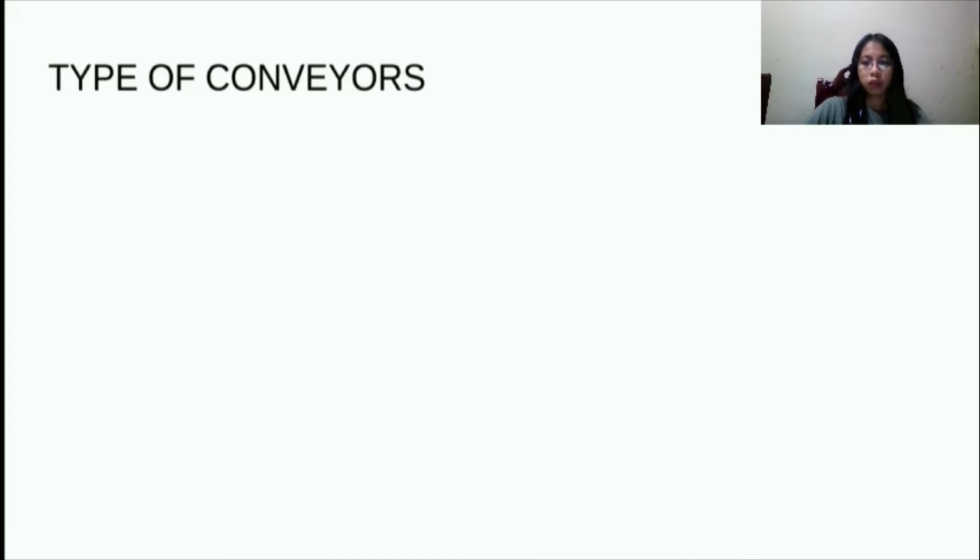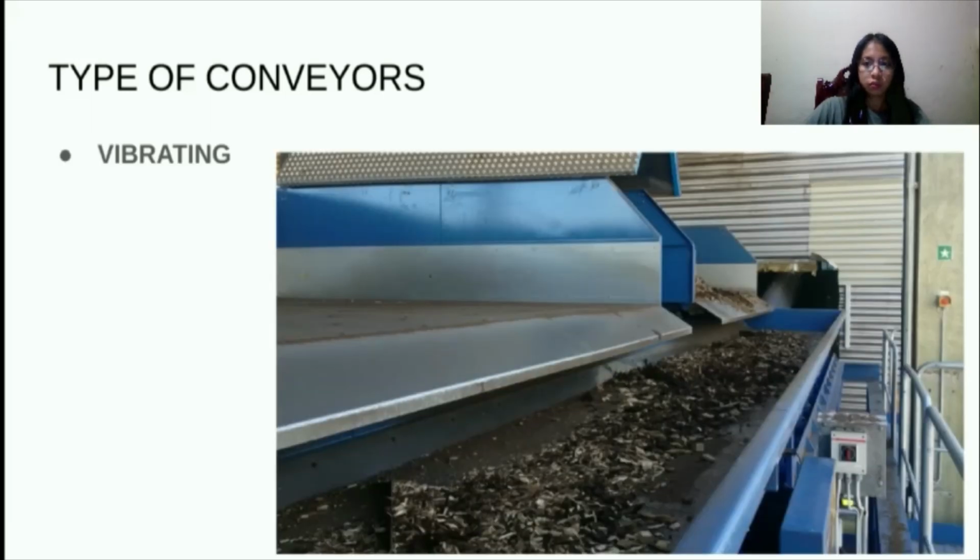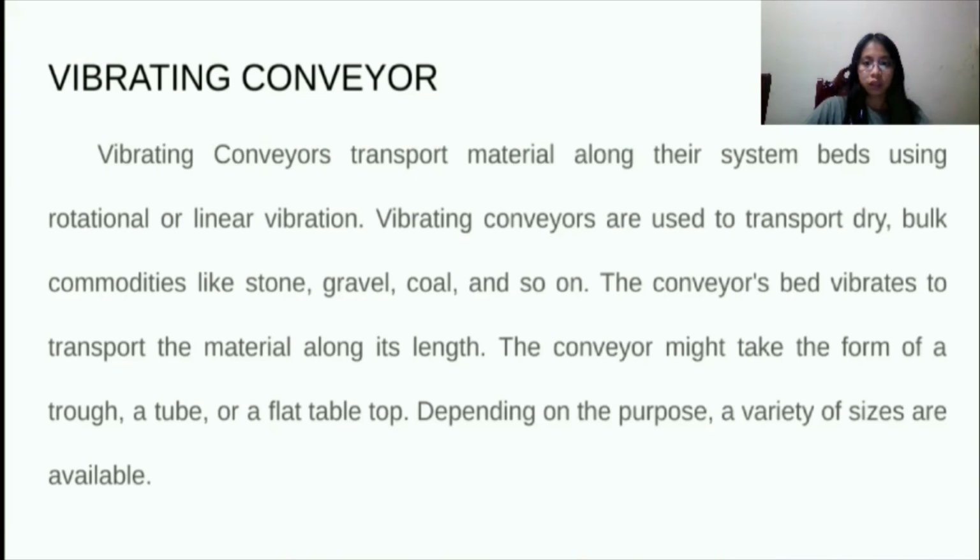Also, another type of conveyor is the vibrating conveyor. A vibrating conveyor transports material along its system beds using rotational or linear vibration. Vibrating conveyors are used to transport dry, bulk commodities like stone, gravel, coal, and so on. The conveyor's bed vibrates to transport the material along its length. The conveyor might take the form of a trough, a tube, or a flat tabletop. Depending on the purpose, a variety of sizes are available.